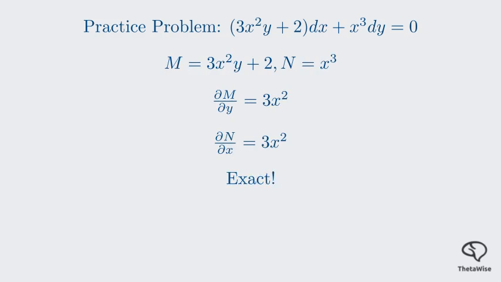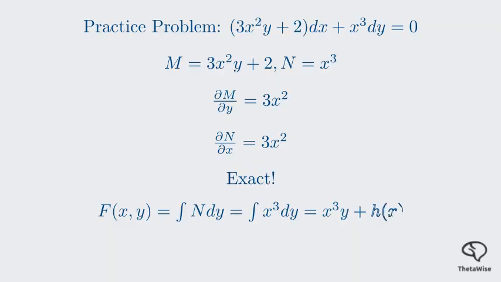Now let's find f. We can integrate M with respect to x, or N with respect to y. Integrating N is simpler. f of x comma y equals the integral of N dy, which is the integral of x cubed dy. This gives us x cubed y plus a function of x, h of x. Now we differentiate f with respect to x and set it equal to M. The partial of f with respect to x is 3x squared y plus h prime of x.